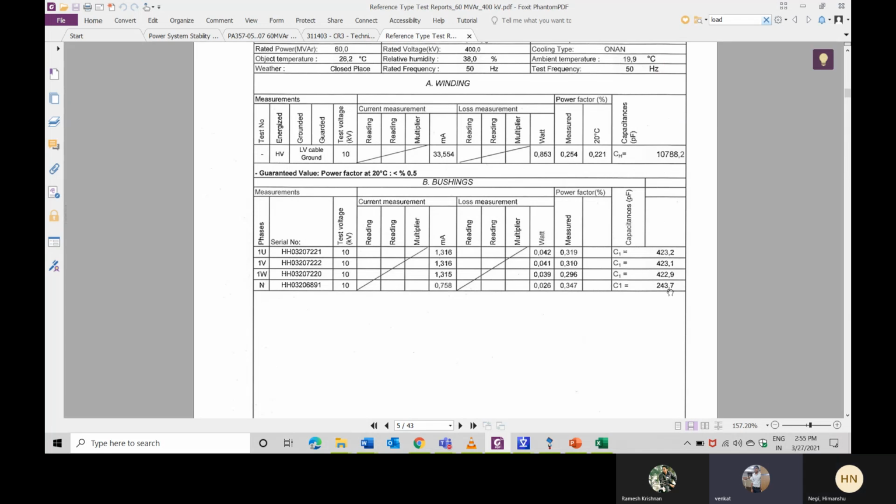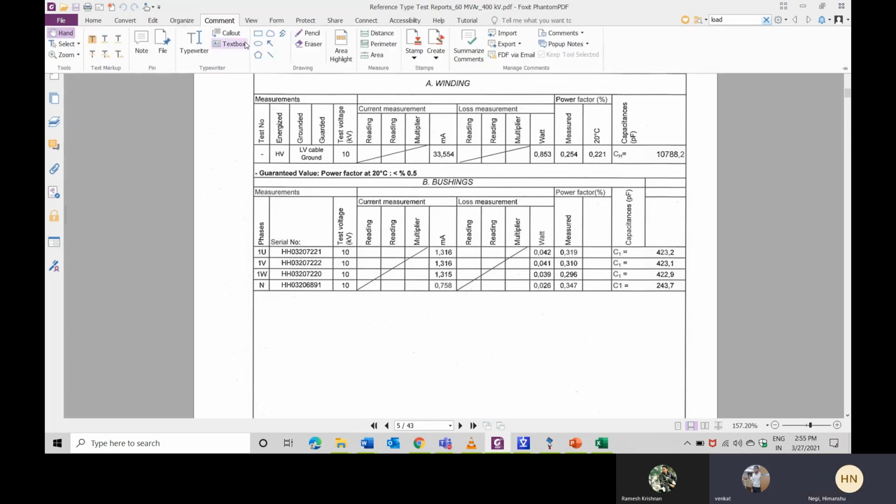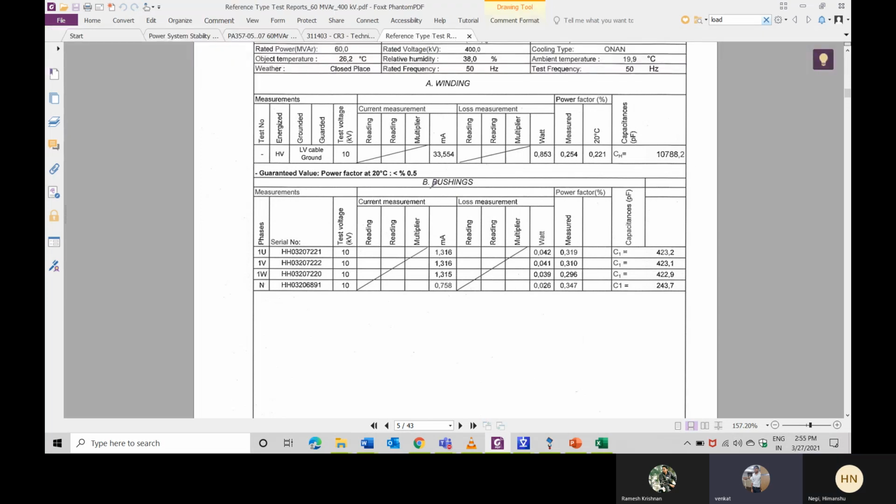Here, can you see this? They have given the capacitance value for the bushing, and for the winding also they have given the capacitance value. So you get this strictly only from the manufacturer or whoever is your client. From the manufacturer only we can get this value.